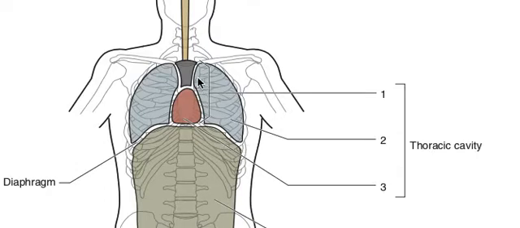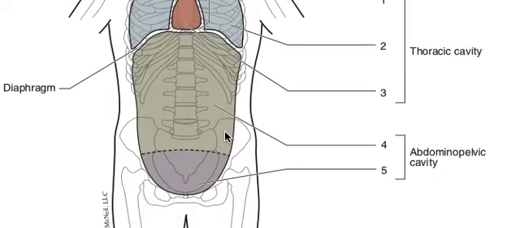So the serous membranes surrounding the lungs would be pleura, P-L-E-U-R-A. And then not all of the organs in the abdominopelvic cavity, but many of the abdominal organs are going to be surrounded by one last serous membrane, which is called the peritoneum. Now, some of the peritoneum is going to be clinging to the organs, and some of it is going to be lining that abdominopelvic cavity. So there is the visceral peritoneum, and there is the parietal peritoneum.